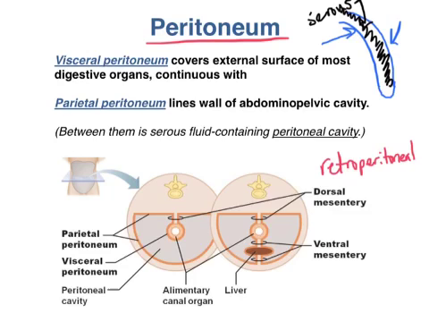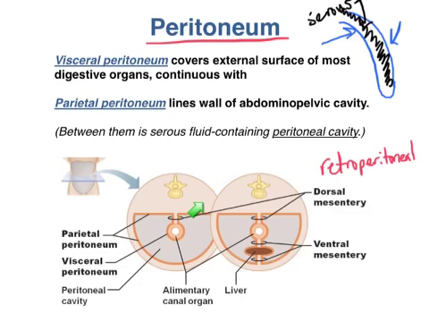What you're looking at here is just sort of a rough cartoon-like schematic of the peritoneum. You have the visceral peritoneum there wrapped around the organ, parietal peritoneum there along with the wall. Retroperitoneal organs would be located in here.